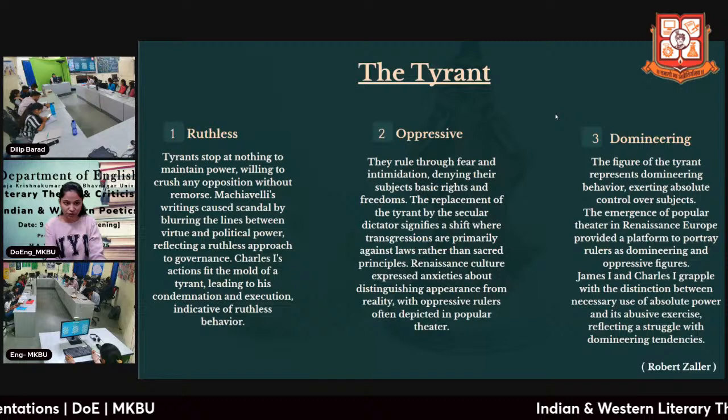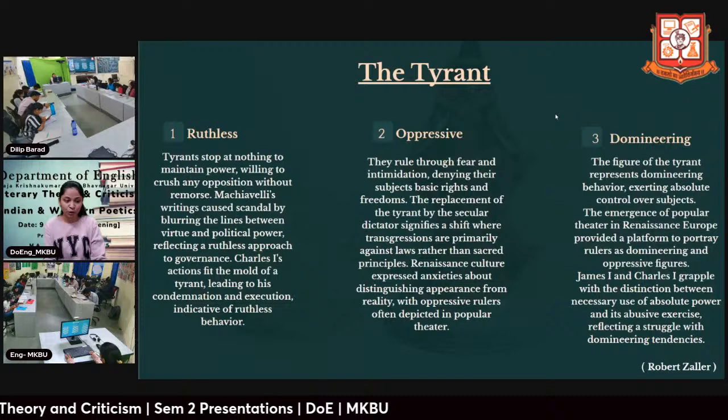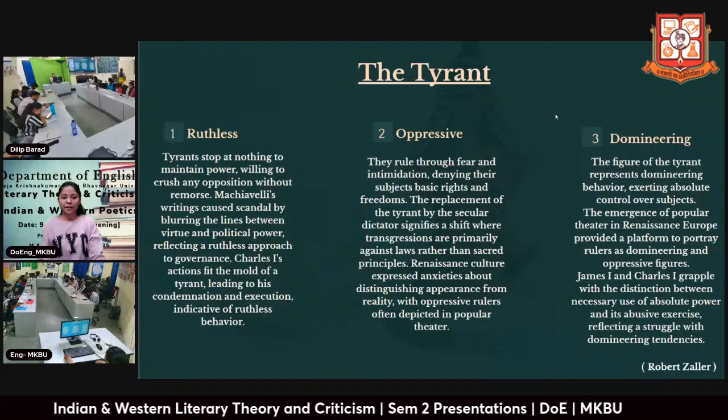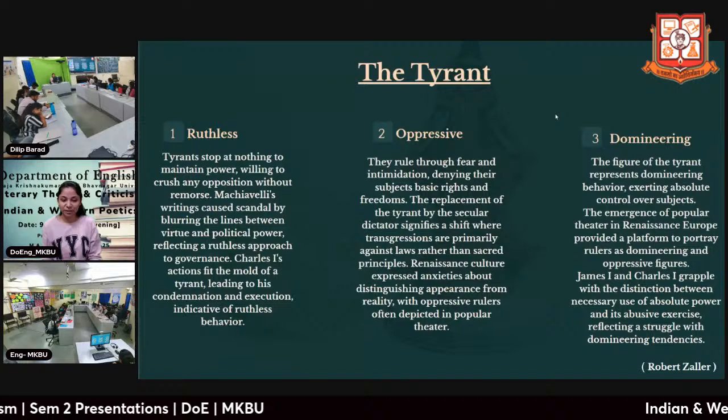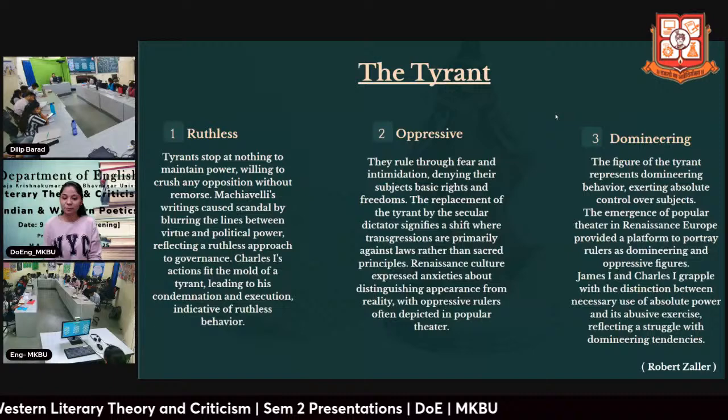Macbeth's writing caused scandal by blurring the lines between virtue and political power, reflecting the ruthless approach to governance. Charles I's actions fit the mold of a tyrant, leading to his condemnation and execution, indicative of ruthless behavior. Then, they are oppressive. They rule through fear and intimidation, denying their subjects basic rights and freedoms. The replacement of the tyrant by secular dictators signifies a shift where transgressions are primarily against laws rather than sacred principles.